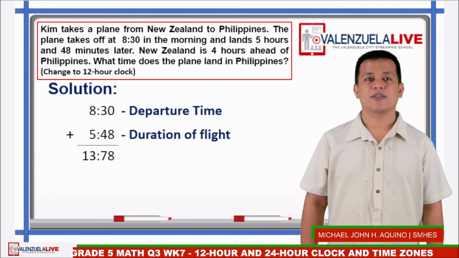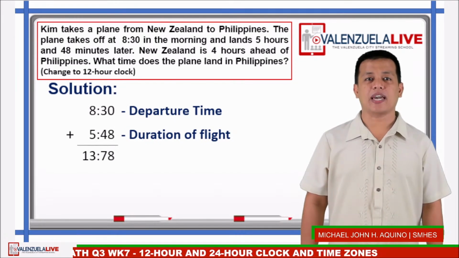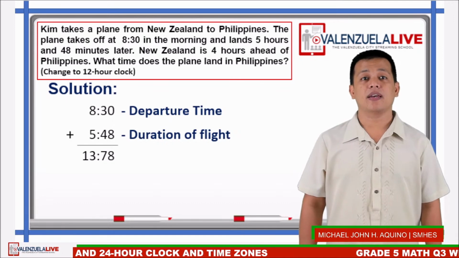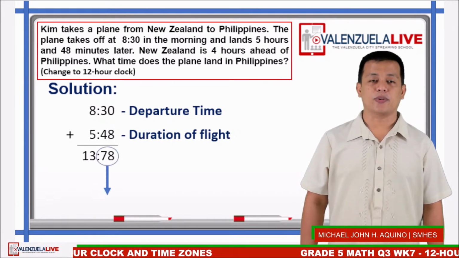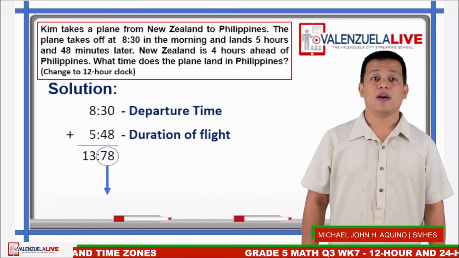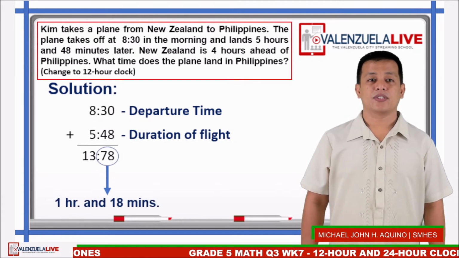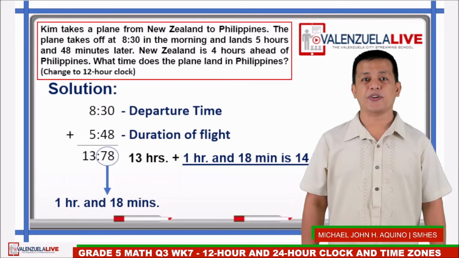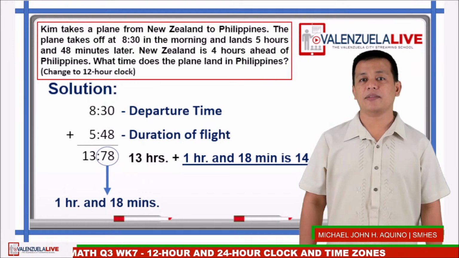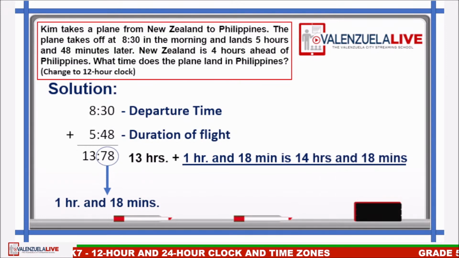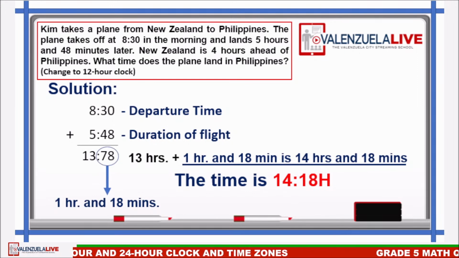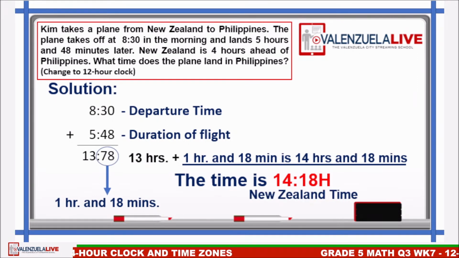Solution. To solve, we need to add the departure time to the duration time. So 8:30 plus 5:48 is equal to 13 hours and 78 minutes. As you can see, 78 minutes is more than 1 hour. So 1 hour and 18 minutes is the equivalent of 78 minutes. So 13 hours plus 1 hour and 18 minutes is equal to 14 hours and 18 minutes. The time is 14:18 hours. Next, that is the time for New Zealand.